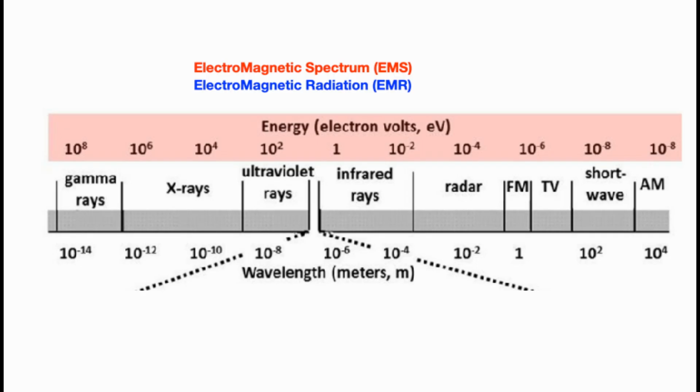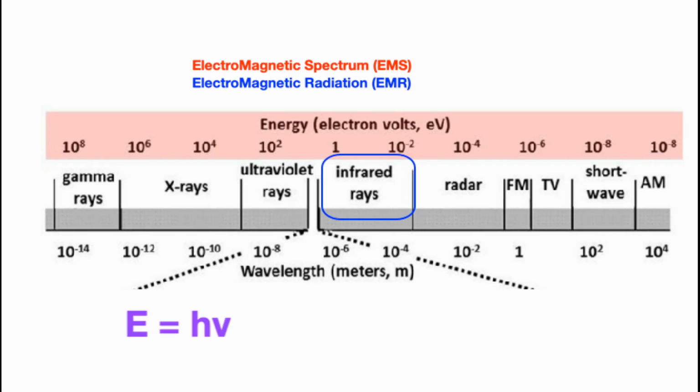To start with, when you look at the electromagnetic spectrum, that's the EMS, or electromagnetic radiation, EMR, you'll see that the infrared radiation, or infrared rays, comes just after the UV-visible, so ultraviolet and visible radiation. All the colors that we see are within the visible range. Infrared radiation has lower energy than the visible radiation.